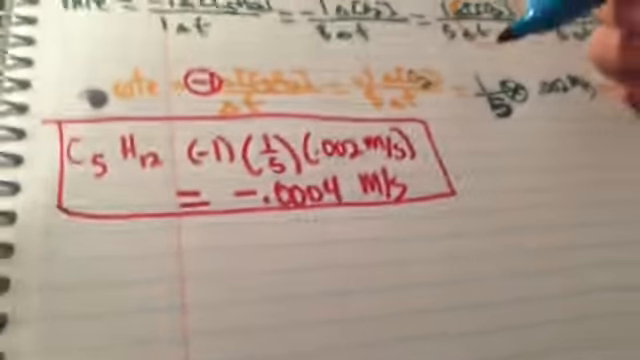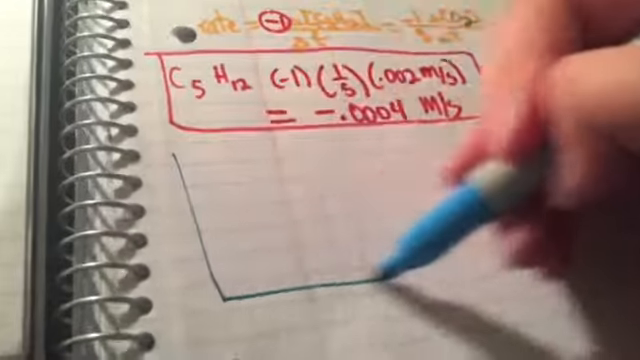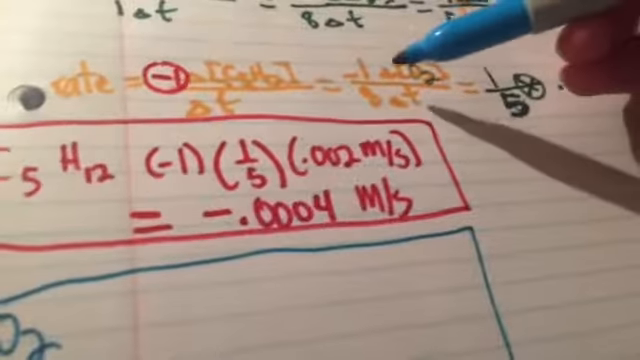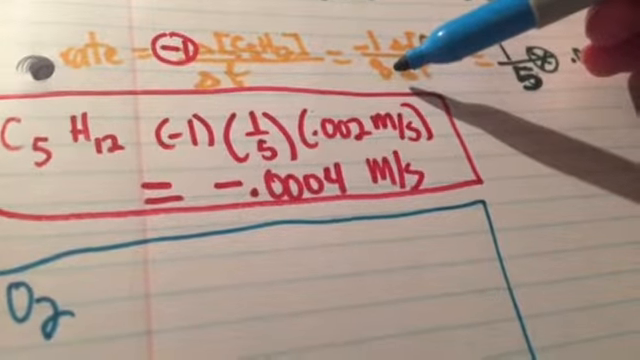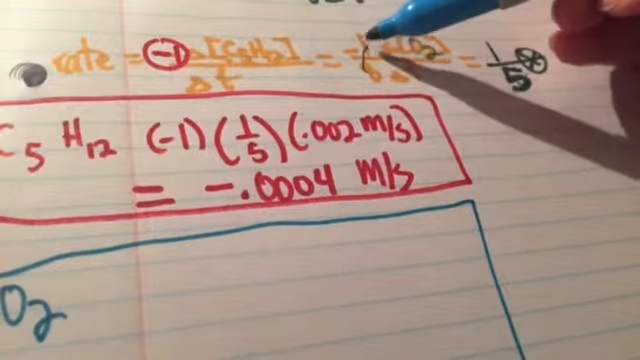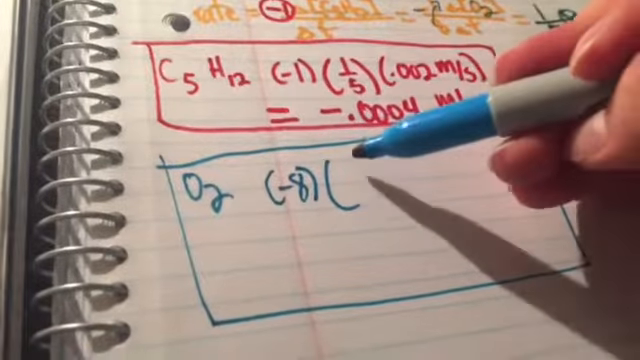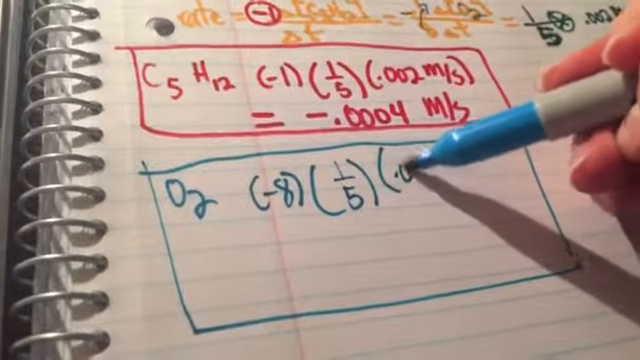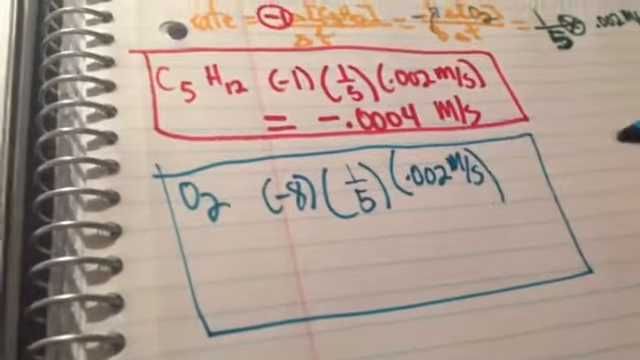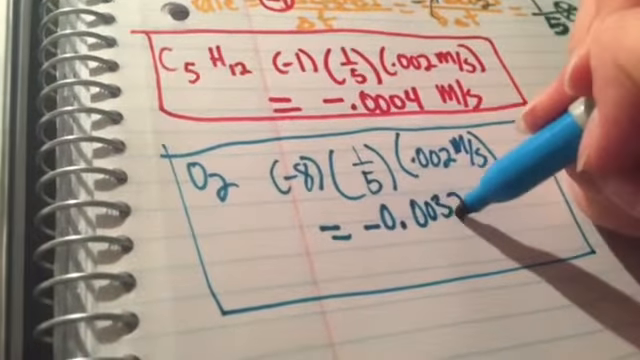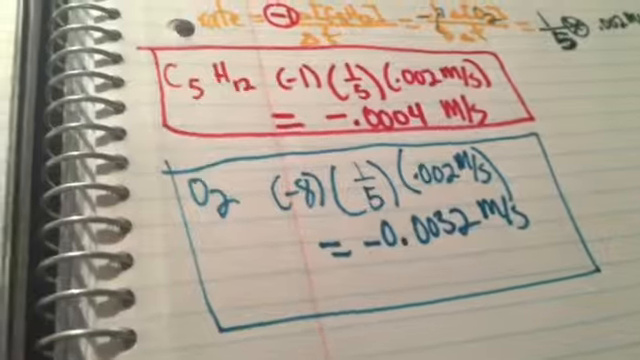Next, we're going to do the rate of formation for oxygen. So over here, O2, we have -1 over 8. So in this case, we're going to shift the 8 up and keep the negative. So we're going to have -8 times 1/5 times 0.002. When you multiply that, you should get -0.0032. Don't forget your unit.